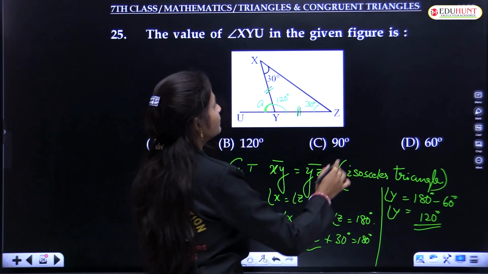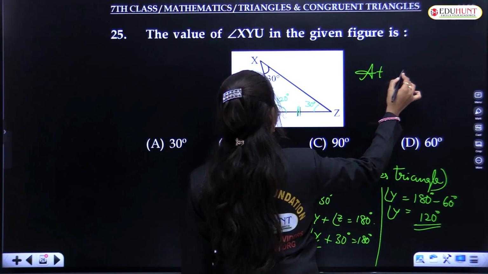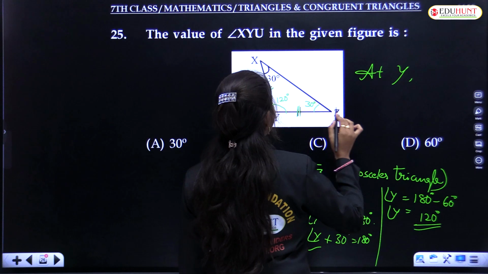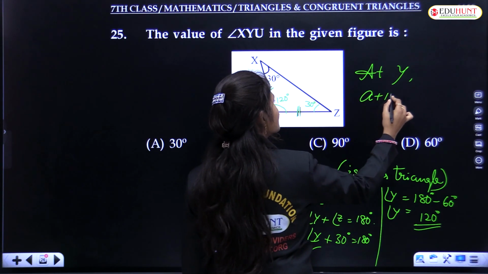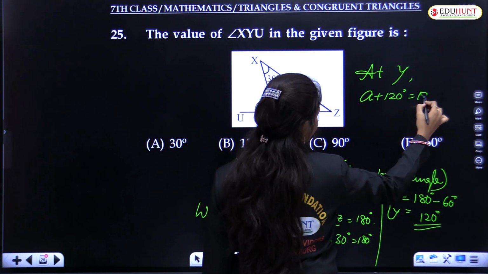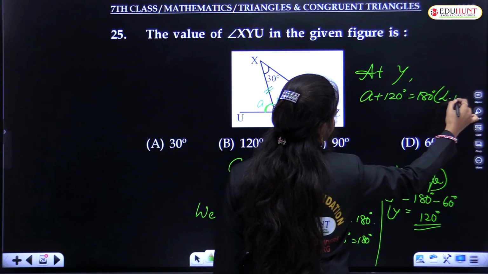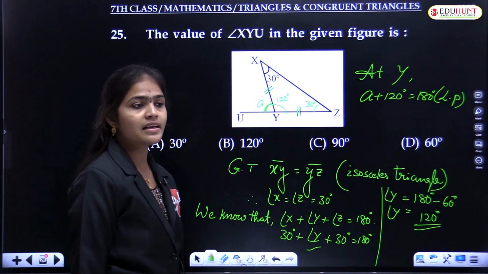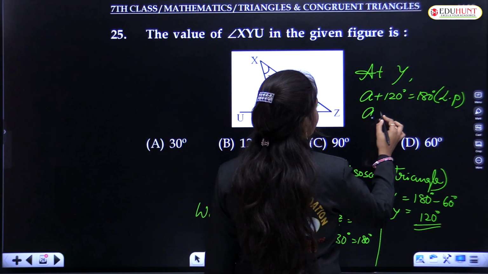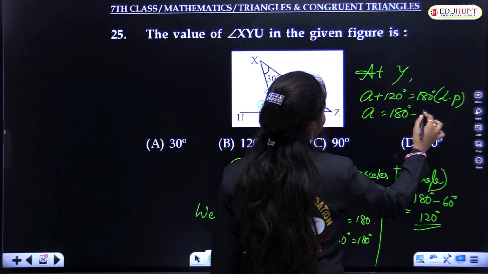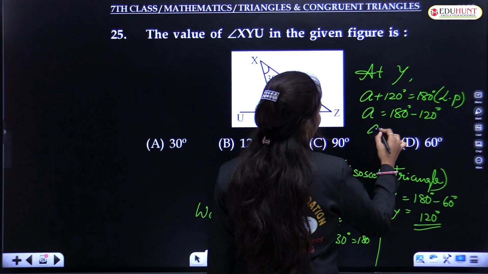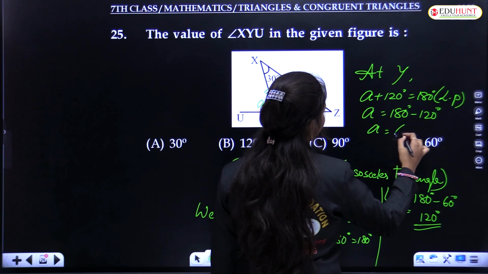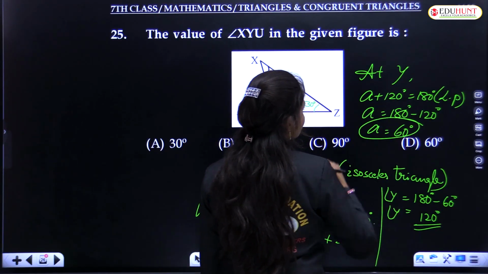Now at the point y, we can say that a plus 120 degrees is equal to 180 degrees. What is the reason? The reason is a linear pair. So a is equal to 180 degrees minus 120 degrees, that is equal to 60 degrees.